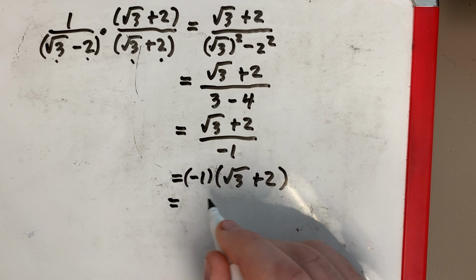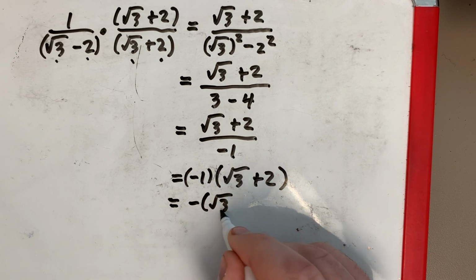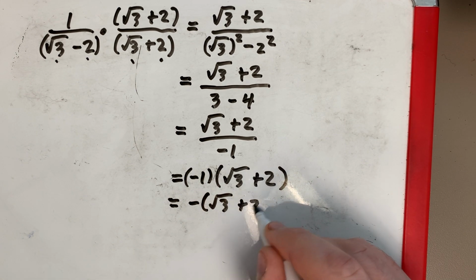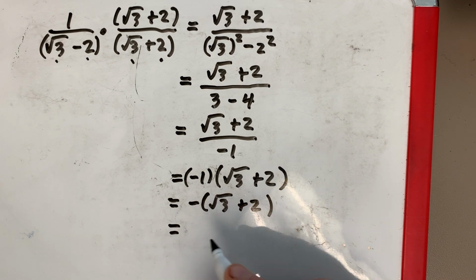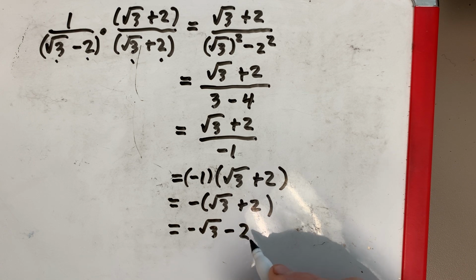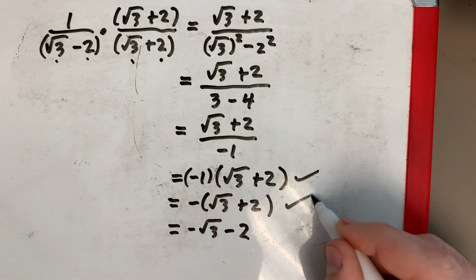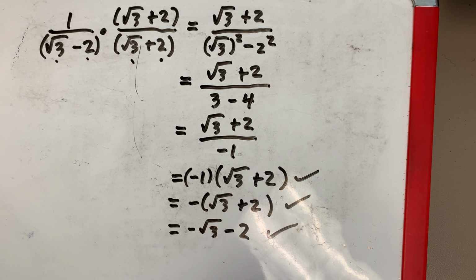Or if you like, you can write this as minus quantity root 3 plus 2, or you can write it as minus root 3 minus 2. All three of these are perfectly acceptable. You could have stopped at any one of these points and you would have been just fine. All right, so with that, this example is done.